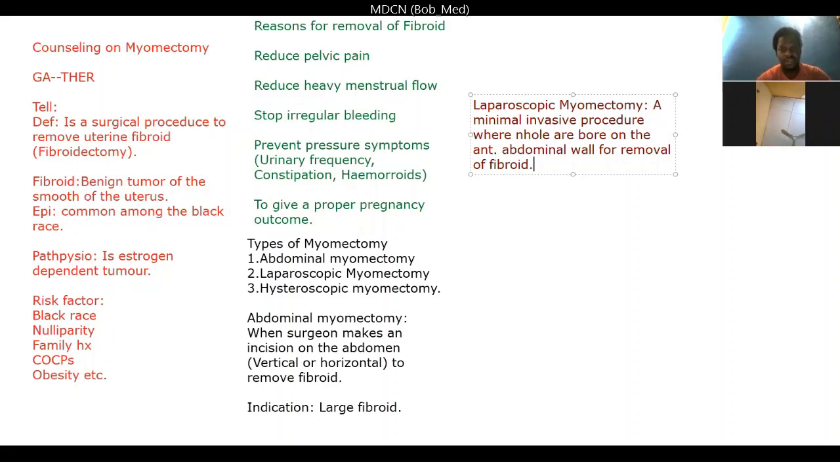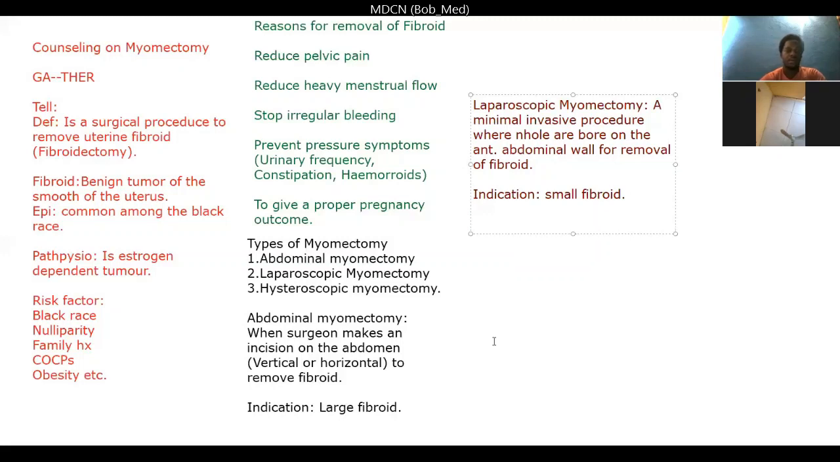And these are mostly indicated in smaller fibroid, when the size of the fibroid is not that big. Indication is a small fibroid. So the size of the fibroid will also determine which of them you are going to use. I don't know if I'm making sense.